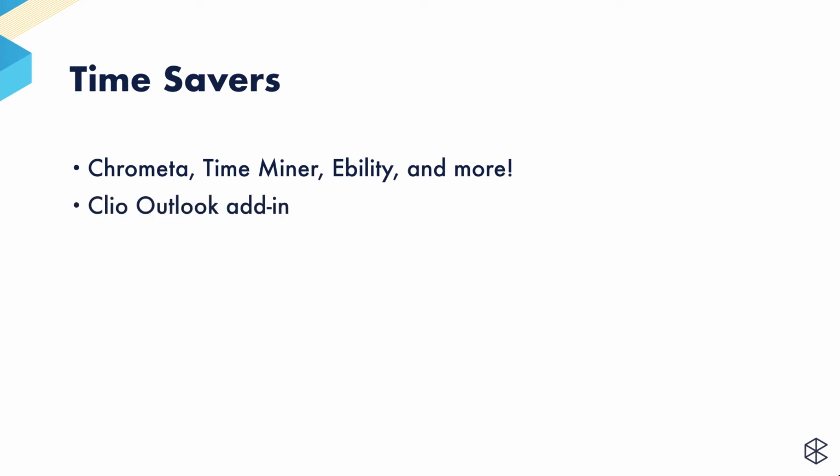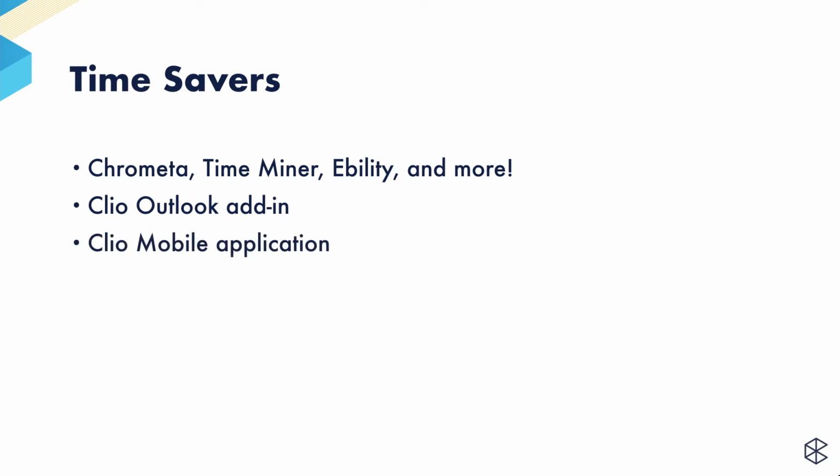Other things we have are tools like our Clio Outlook add-in, which will let you go through the process of working directly within Outlook, but still being able to add activities, still being able to set up timers, being able to categorize your emails so that you don't necessarily have to be switching back and forth, but can still be tracking your activities while they're happening.